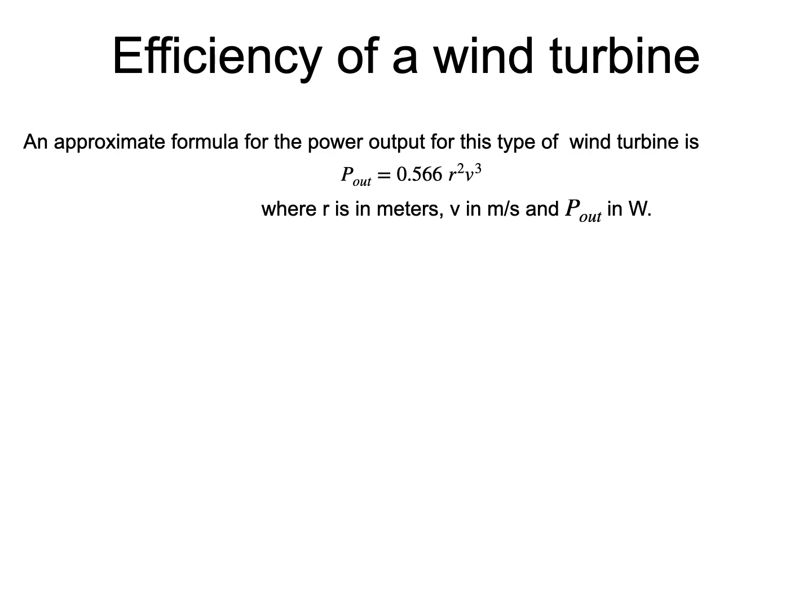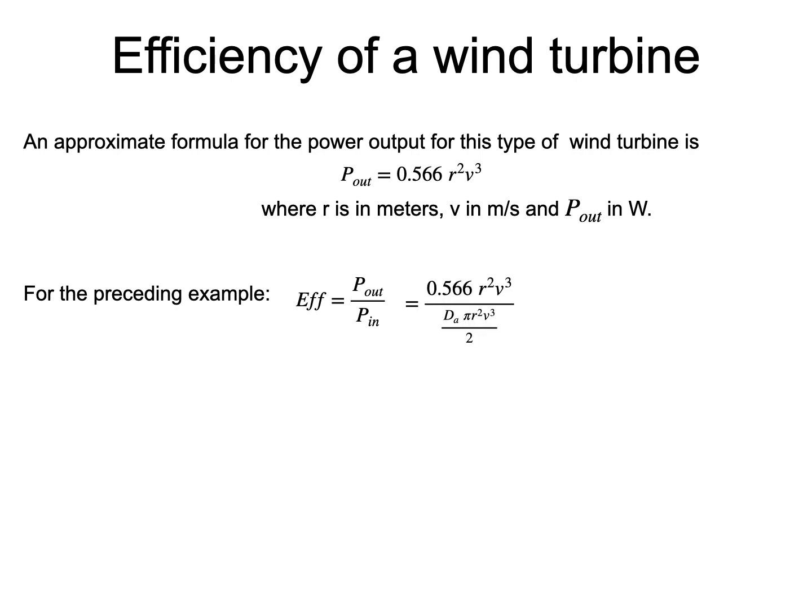Let us evaluate the efficiency of the wind turbine discussed in the previous example. By definition, the efficiency is the ratio of the power output and the power input. Substituting the empirical formula for the power output and the equation that was derived in the previous example for the power input, we get this. Simplifying the expression leads to this. If we use the numerical value for the air density that was given in the previous example, we can evaluate the efficiency to be 30%. It is summarized in this final statement.